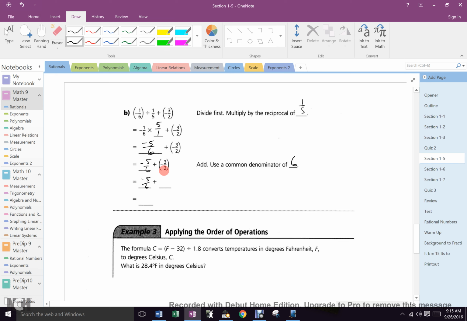So what did I have to do? Multiply by 3, right? So what do I do to this 3? Multiply by 3. What's 3 times 3? Negative 9. What's negative 5 plus negative 9? And some of you are going to just say an answer right now, and it might be wrong. What is it?